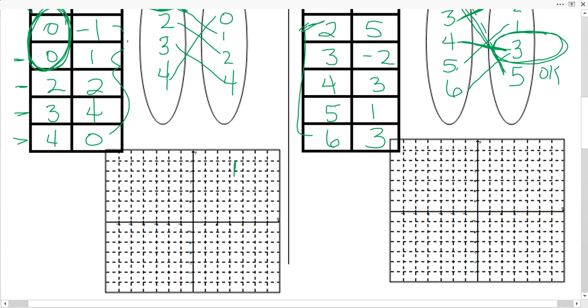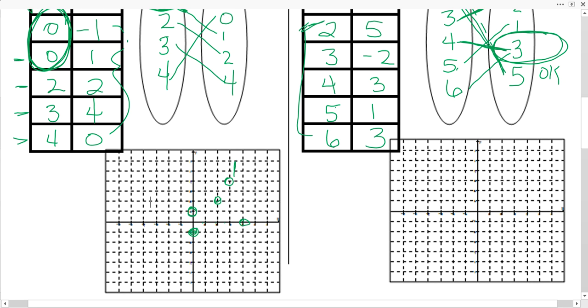Okay, so let's go ahead and plot our points. I have 0, -1, which is down here. I have 0, 1, 2, 2, 3, 4, and 4, 0.